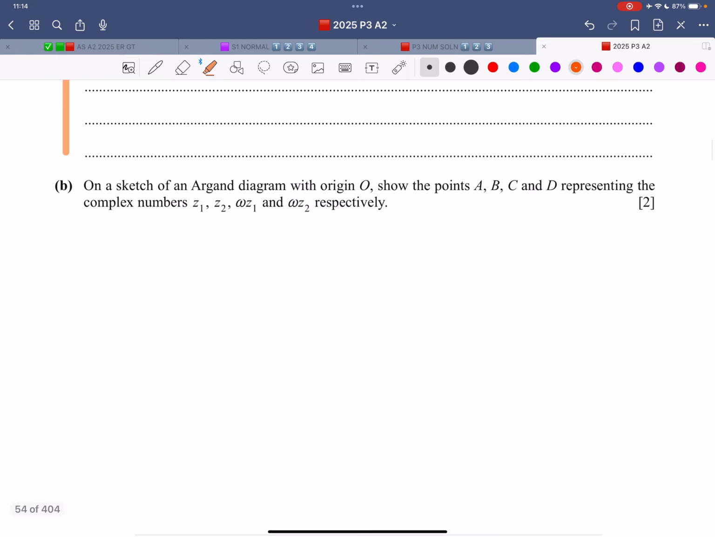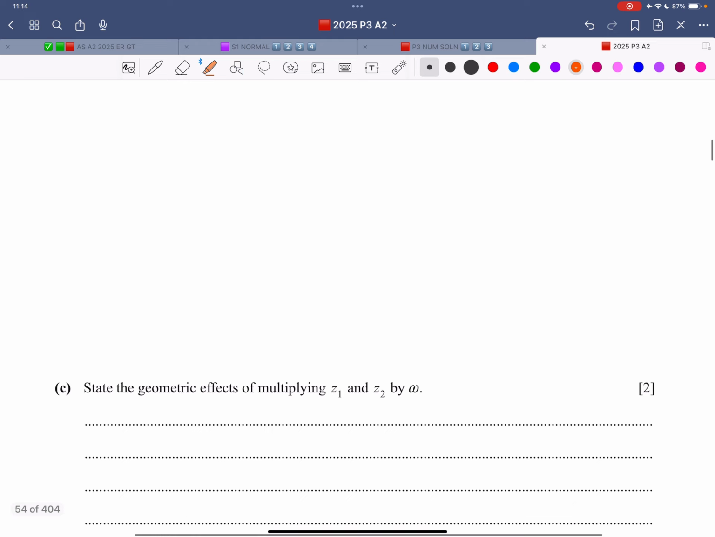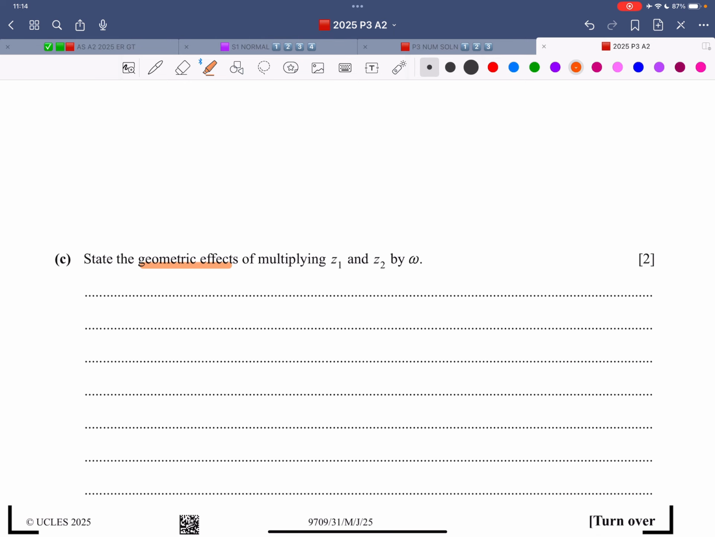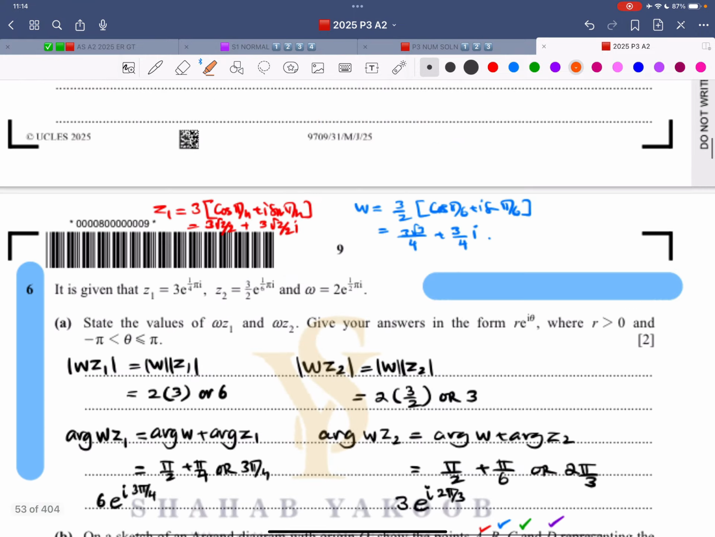And then the next one: on a sketch of an Argand diagram with origin O, show the points A, B, C and D representing the complex numbers z1, z2, wz1, wz2 respectively. State the geometric effects of multiplying z1 and z2 by w. Now this is for 2 marks, 1 mark for multiplication by this, 1 mark for multiplication by this. So now this has something to do with transformation. And again, as I emphasized earlier, you have to watch video number 1. So now let's look at the working.